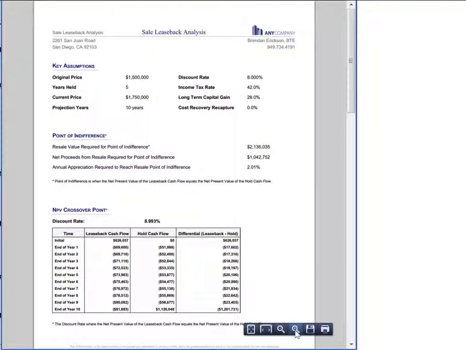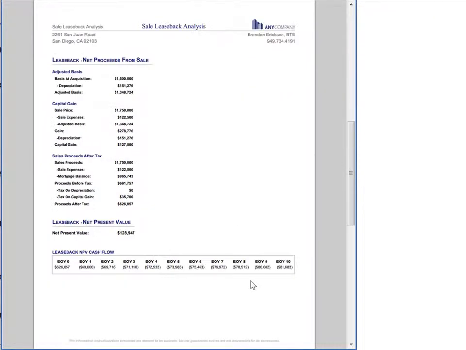The sale-leaseback analysis report is a 3-page report. The first page is a summary showing the key assumptions of the sale-leaseback analysis, a point of indifference analysis, and a 10-year cash flow chart that shows both the cash flows for the leaseback and for a hold, then the differential between the two.